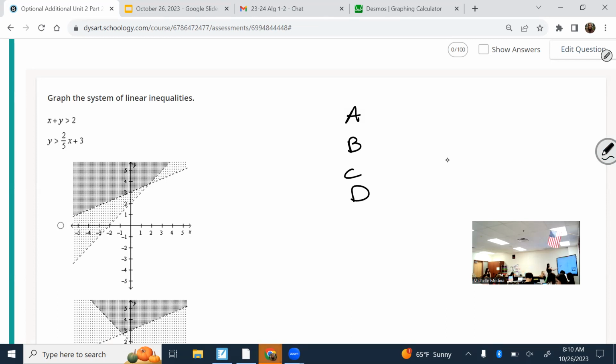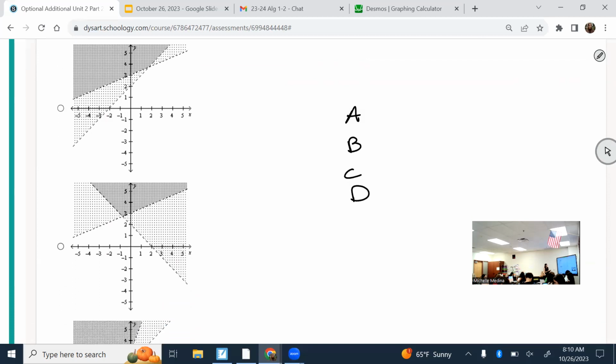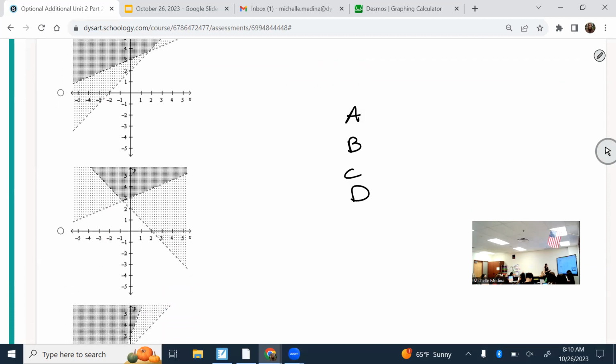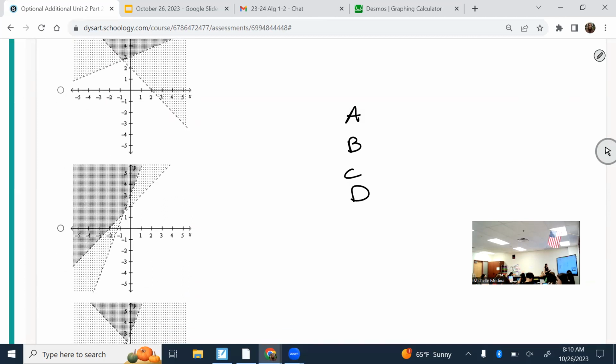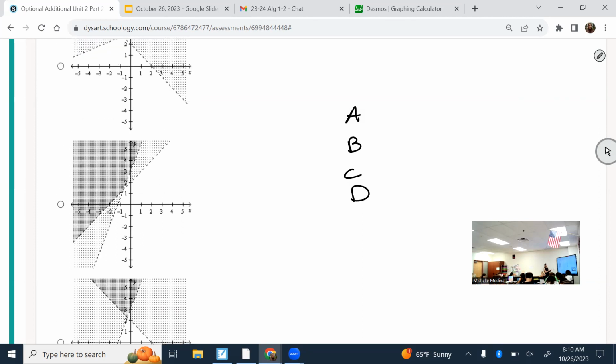So for the first one on my screen, I don't know if they're shuffled on yours or not, but it's going to be 3. It's dotted, it's shaded above, so I can't eliminate A. Same with this one, dotted, shaded above, I can't eliminate B. This one also is going through the 3, dotted, shaded above. And it looks like so is that one. So you can't eliminate based off of that. But it does look like they have different slopes. So now let's incorporate the slope.